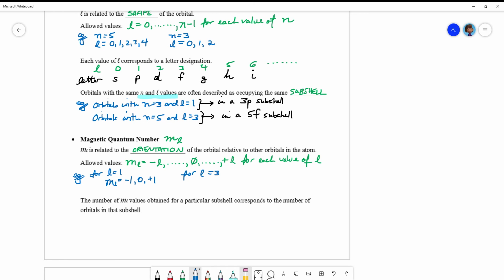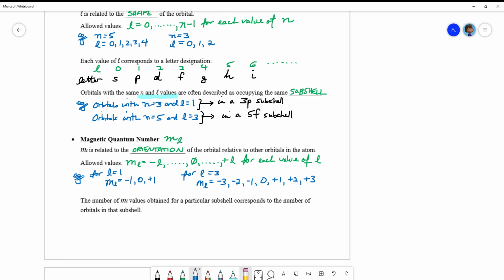Well, if L is equal to 3, m sub L is going to be negative 3, that's negative L, then negative 2, then negative 1, going up one whole unit value at a time to 0. But then we're going to continue up to positive 1, positive 2, and we're going to end off with positive 3, that's positive L. So a large number of m sub L values.